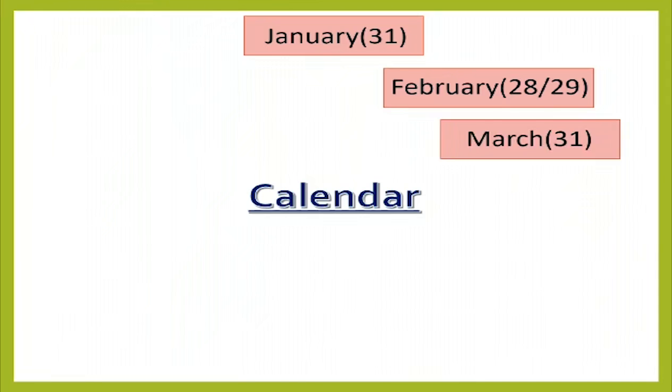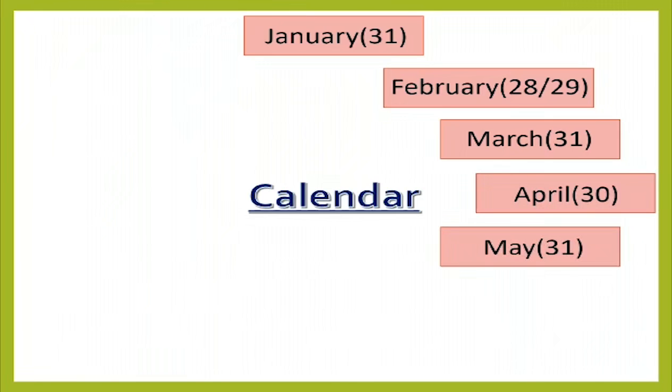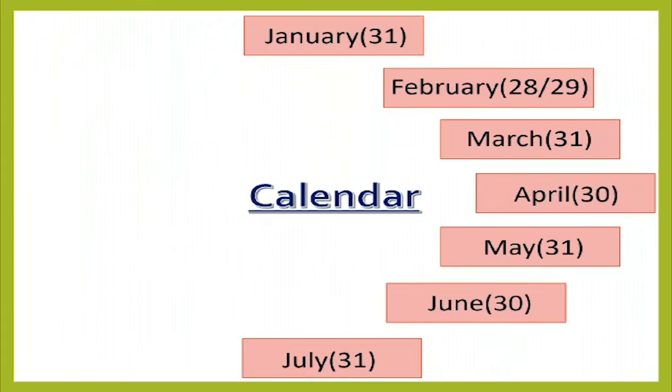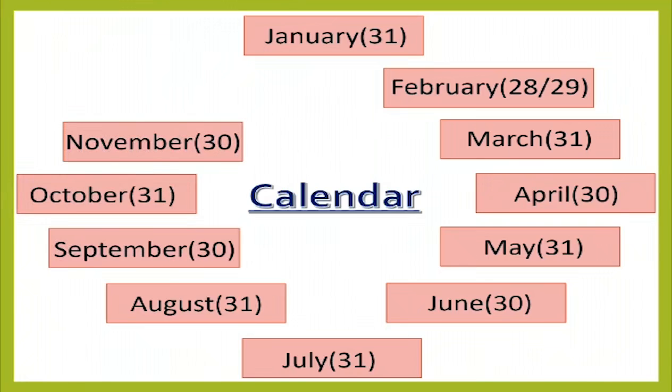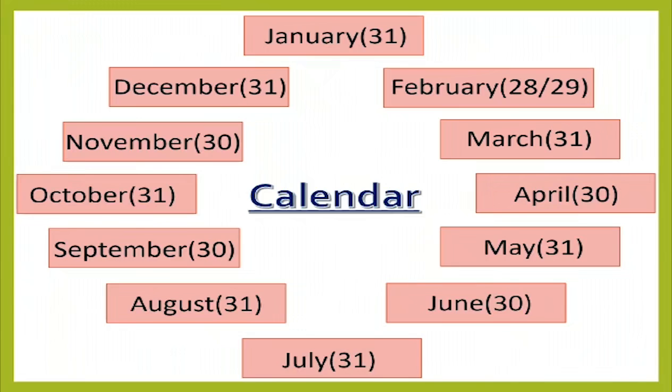Then the third month is March, and in March we have 31 days. Then April, in April we have 30 days. Then May, in May we have 31 days. June we have 30 days, and then in July we have 31 days. Then in August we have 31 days. Then in September we have 30 days. October we have 31 days. Then in November we have 30 days, and in December, the last month of the year, we have 31 days.